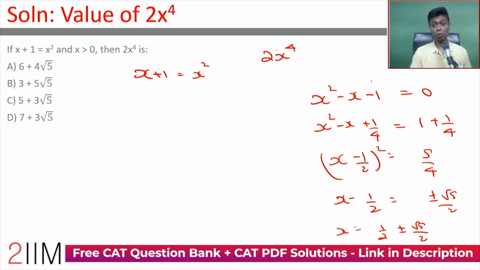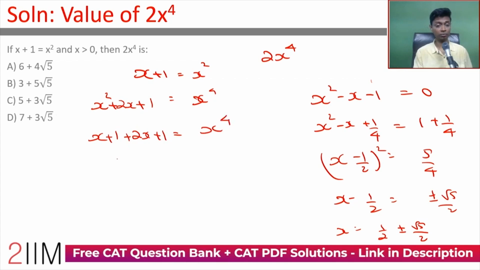And then we have to find 2x power 4. So even after you have found x, finding x square, x power 4 is going to become trickier. So we're going to think about finding x power 4 algebraically. We have an x square here, so square this. X power 4 equals x square plus 2x plus 1. Now x square is x plus 1. So x plus 1 plus 2x plus 1 is x power 4, or 3x plus 2 is x power 4, or 6x plus 4 equals 2x power 4.